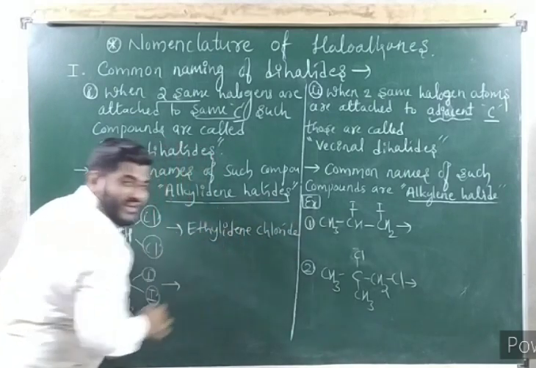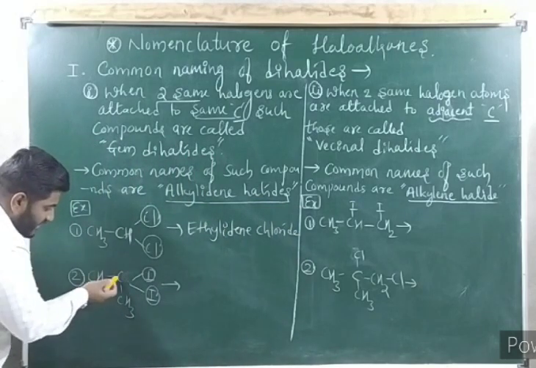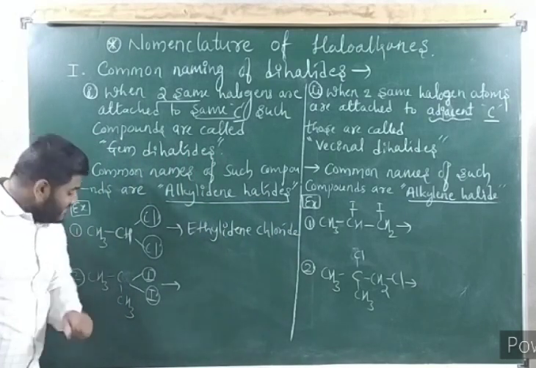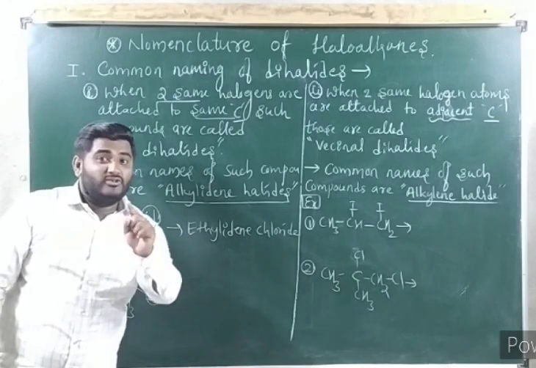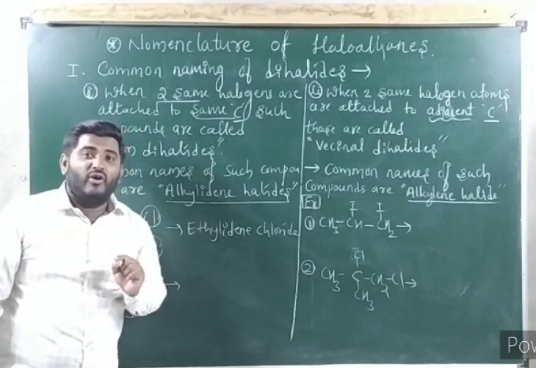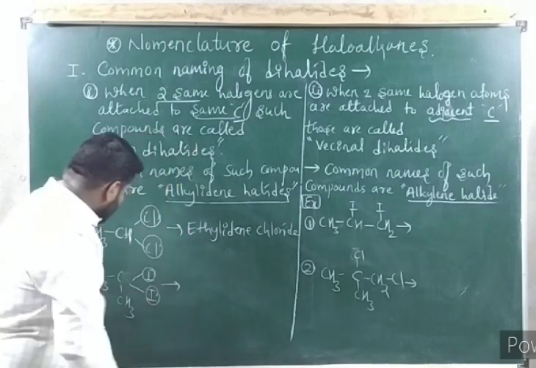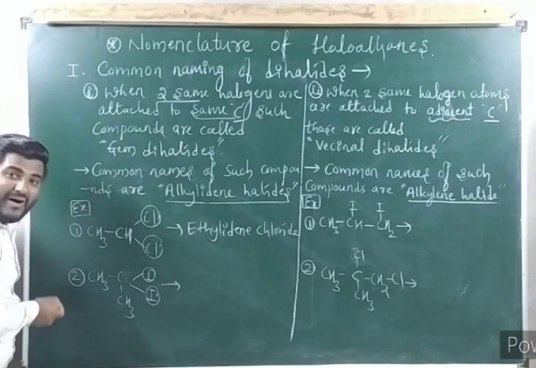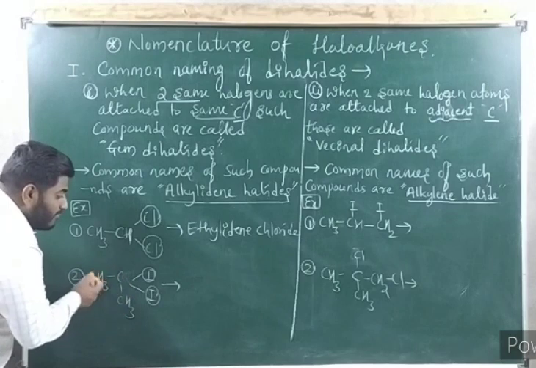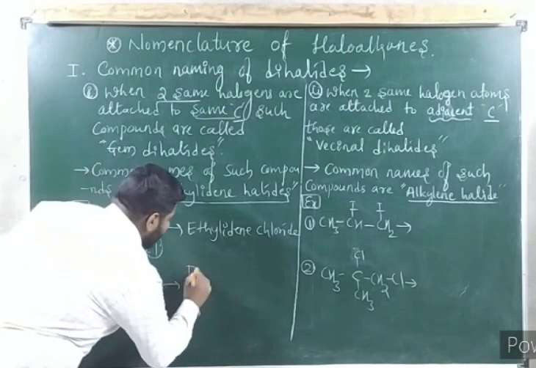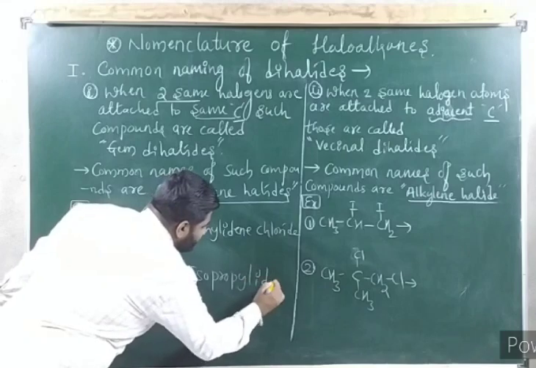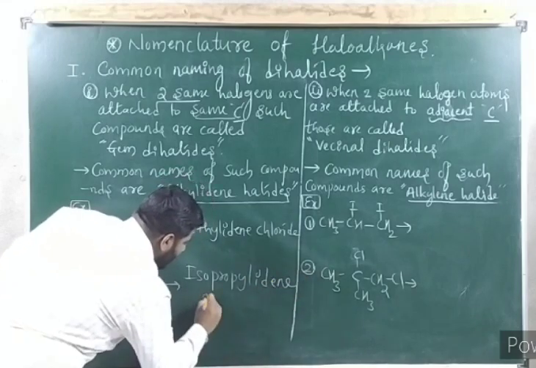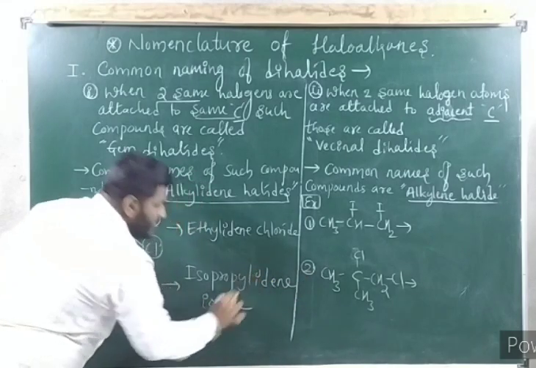I hope you are getting. What about this case? Meth, prop are there. But what is the case? Here one branching is there, no? Alkyl branching, and I told you when alkyl branching comes, you have to use the iso word. So it is isopropyl. Isopropylidene iodide. What is the name? Isopropylidene iodide. I hope you are getting.